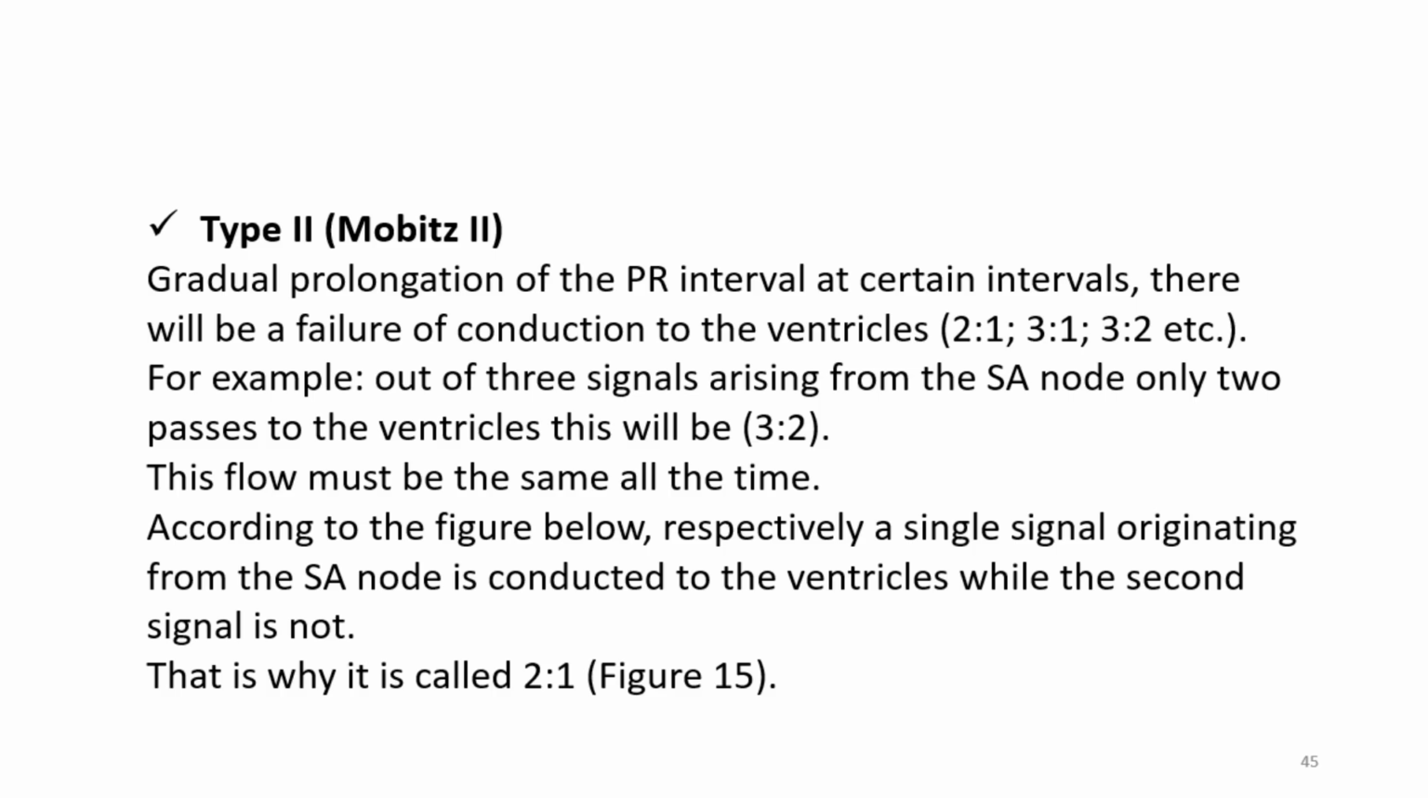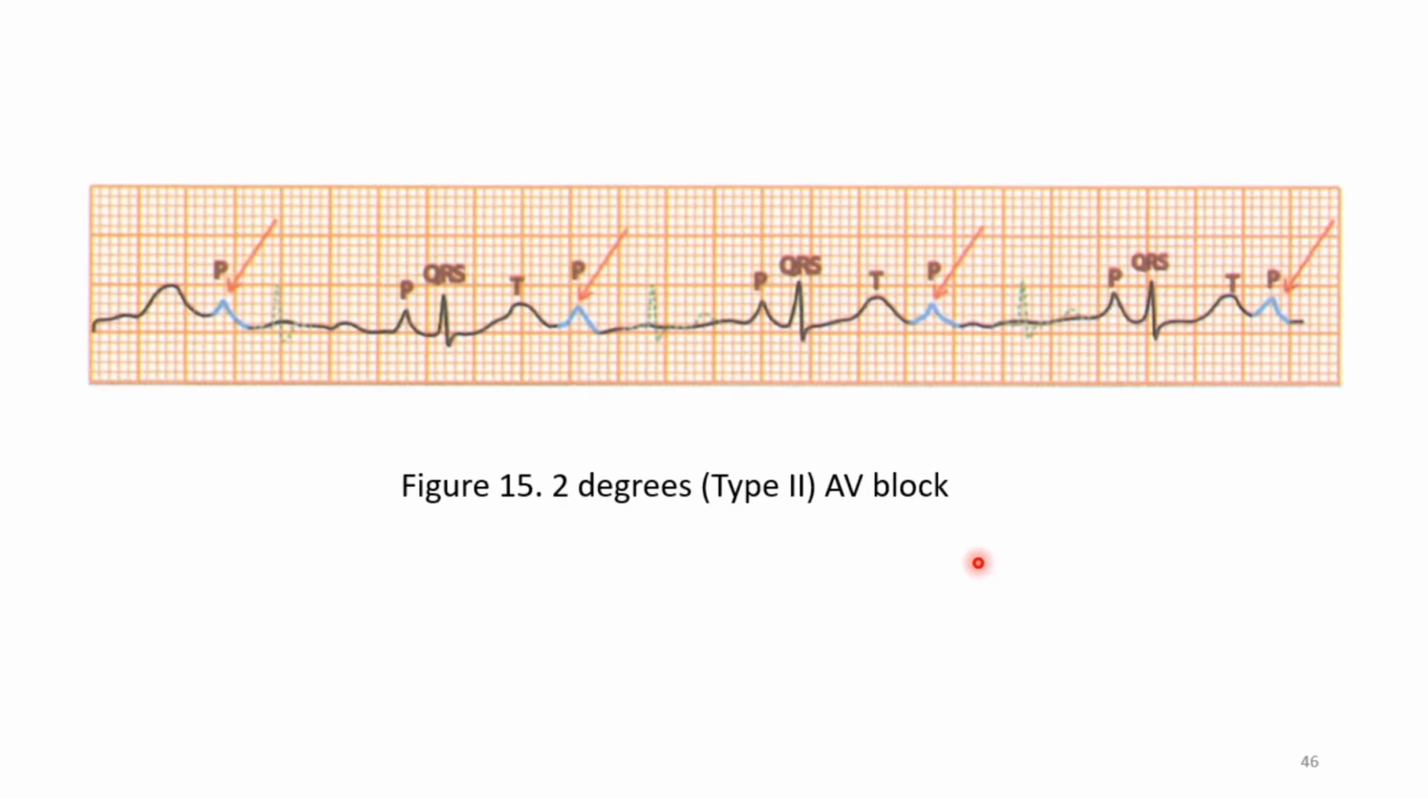According to the figure below, respectively, a single signal originating from the sinoatrial node is conducted to the ventricles while the second signal is not. That is why it is called 2 to 1. Here you see the second degree or type 2 atrioventricular block. We don't see following waves here.